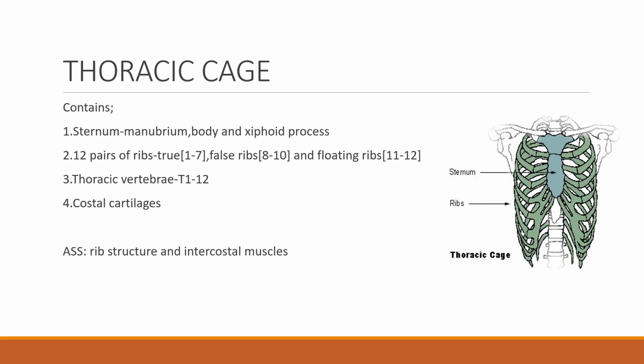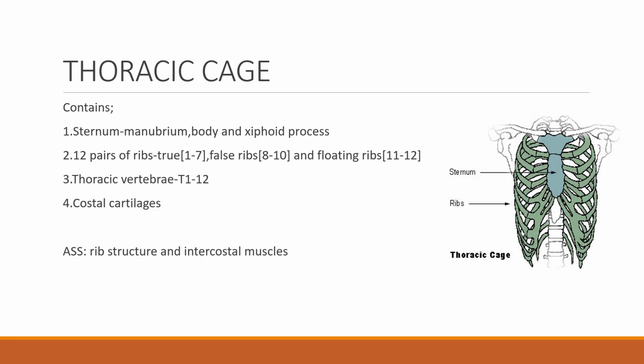Let's go to thoracic cage. As you can see, I've shown you how a thoracic cage looks like. And it contains the sternum. The sternum you have been shown there. So that part is the sternum. And the sternum has manubrium, body, and xiphoid process. It has 12 pairs of ribs, and in the ribs we have true ribs, false ribs, and floating ribs.